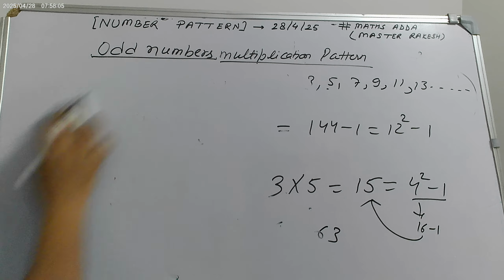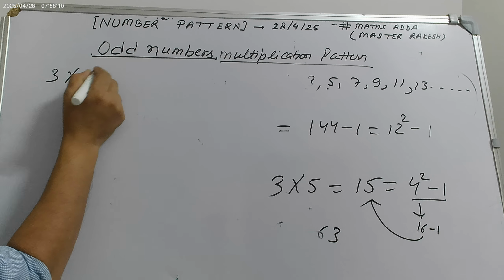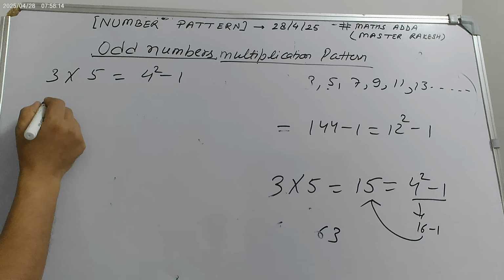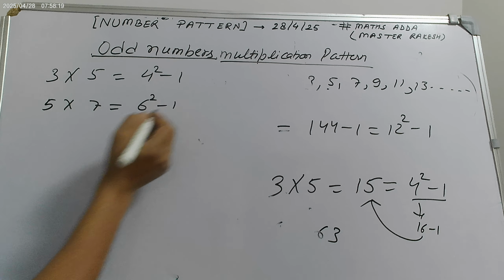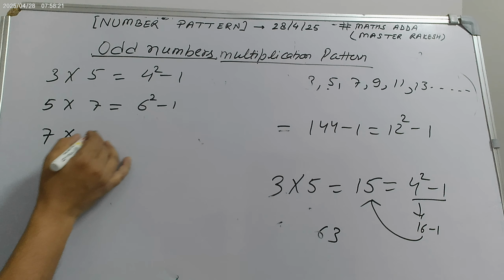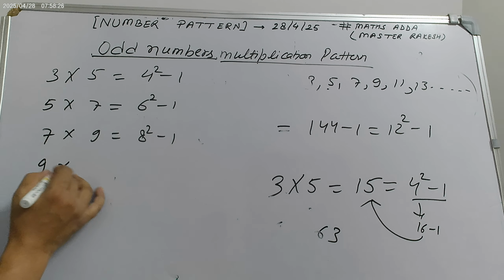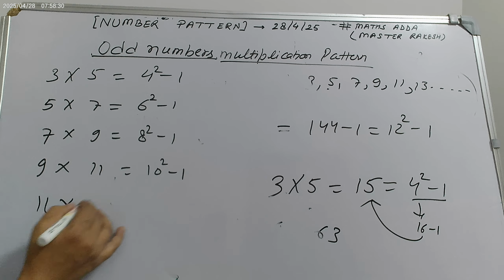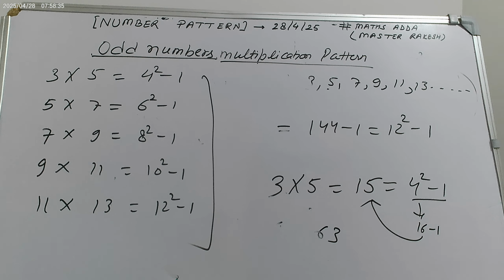If we write the pattern, 3 into 5 is 4 square minus 1. 5 into 7, what comes between 5 and 7? 6. 6 square minus 1. 7 into 9 becomes 8 square minus 1. 9 into 11 becomes 10 square minus 1. 11 into 13 becomes 12 square minus 1. So this is the pattern. So you learn the pattern. These are interesting patterns.